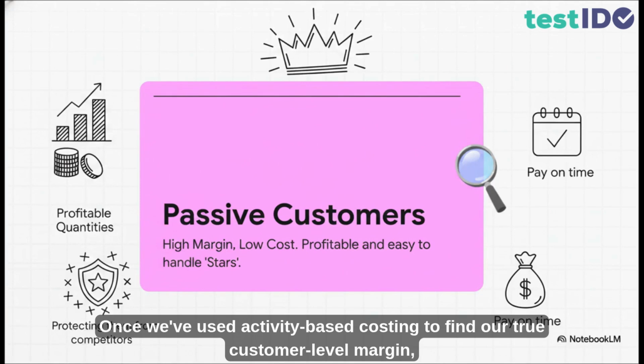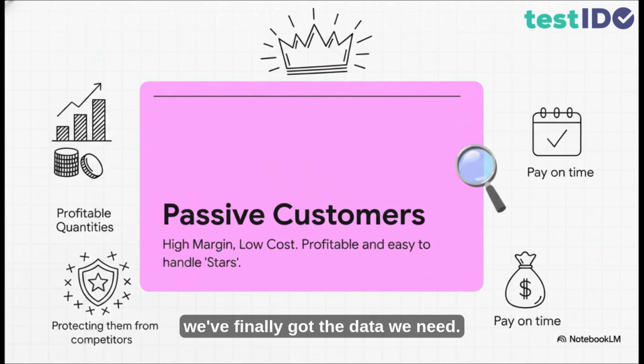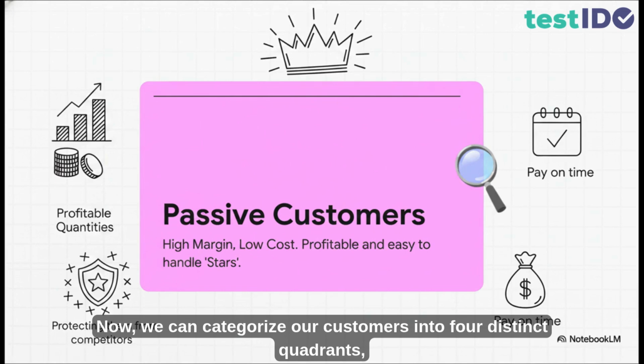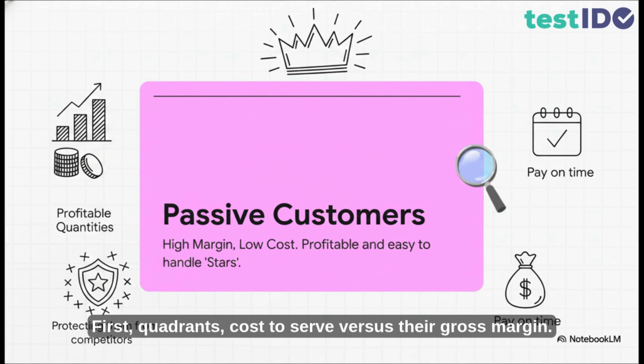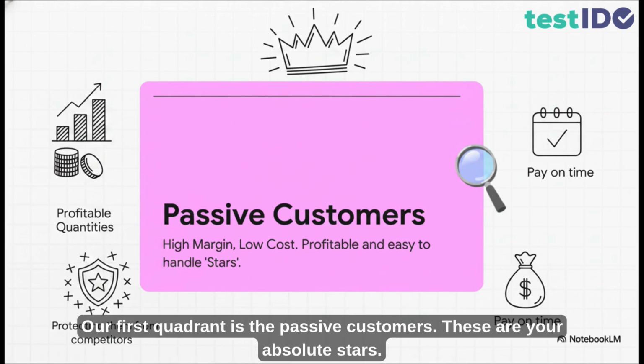Once we've used activity-based costing to find our true customer-level margin, we've finally got the data we need. Now, we can categorize our customers into 4 distinct quadrants based on 2 simple factors: their cost to serve versus their gross margin.